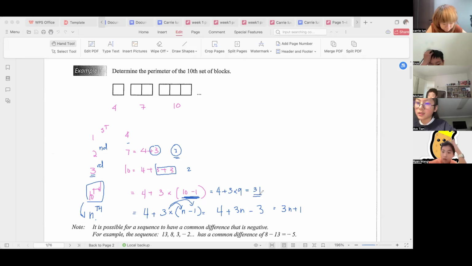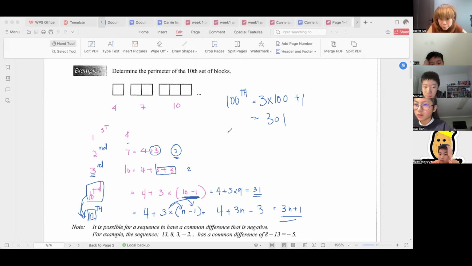Why is it 3n? Isn't that 3 tens? Yeah, but I replaced 10 with n. So n could be anything. If today I ask you, Ava, to tell me the 100th term, all you need to do is just replace this one. So 3 times 100 plus 1, so you get 301. If I ask you n equals 10, the n sets of blocks is how many per meter? All you need to do is 3 times 10 plus 1 equals 31.